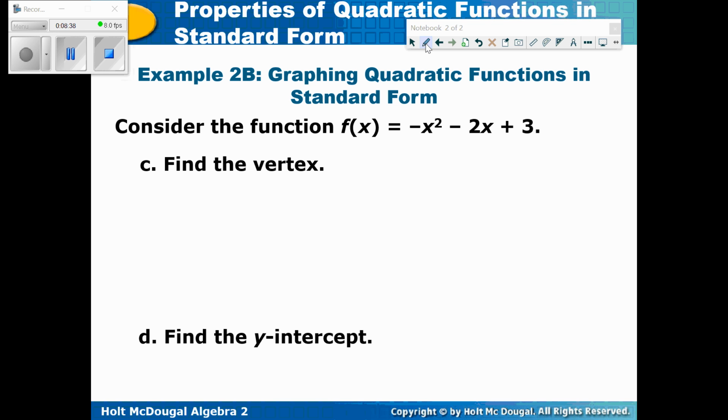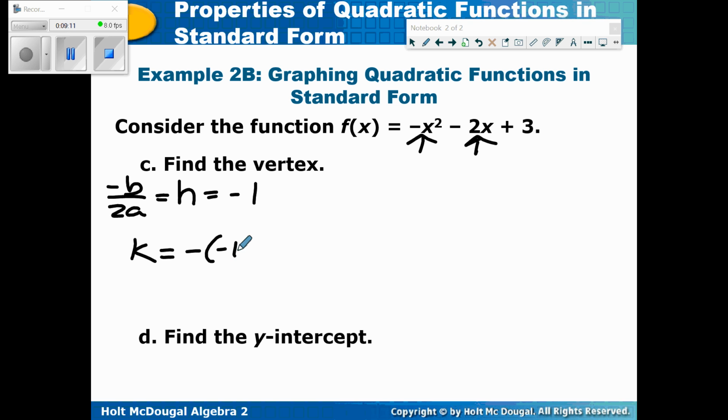Okay, now we have to find the vertex. The vertex, we're going to use the H value from the last slide, which was negative 1. We got that because we did the negative B over 2A. H equals negative 1. Now we're going to plug that into the equation and find our K value. Our K value is going to be negative 1 squared minus 2 times negative 1 plus 3.